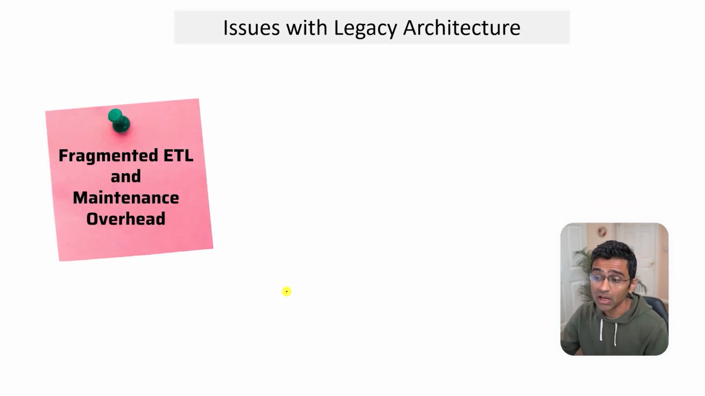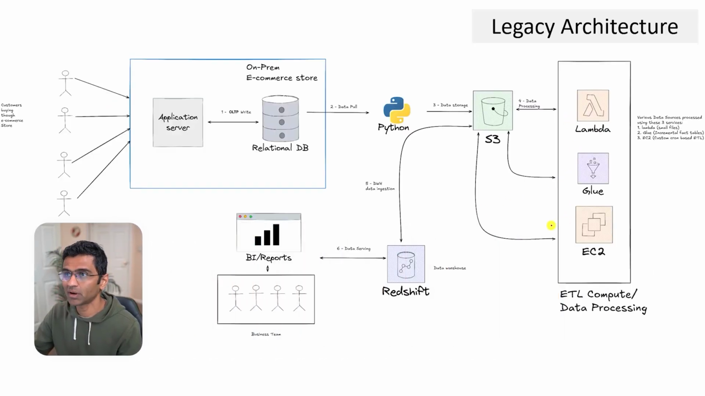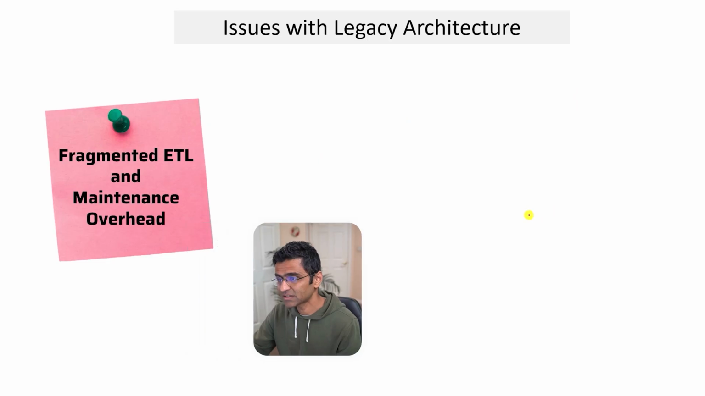Now, while this technical architecture is functional, it has a couple of issues. The first issue is you have fragmented ETL and maintenance overhead. You are using so many different AWS services. Your ETL logic is scattered throughout all these different pieces, and you have this AWS billing system, right? You don't have much transparency on how you are being billed. The logic is fragmented, and you have to do a lot of maintenance, right? Setting up things in AWS might not be easy, especially if you're a beginner. There is a learning curve. So that is the first disadvantage.